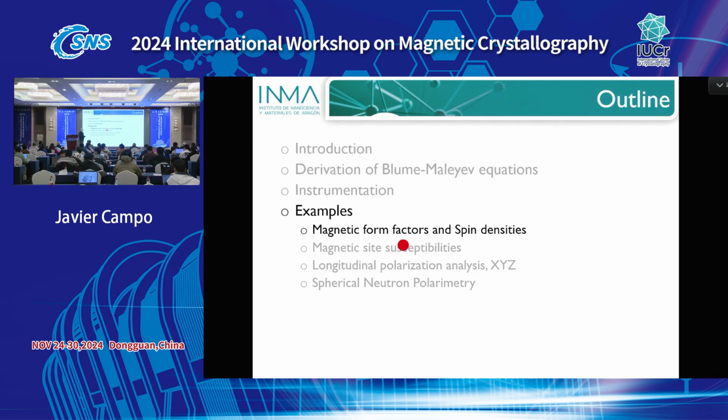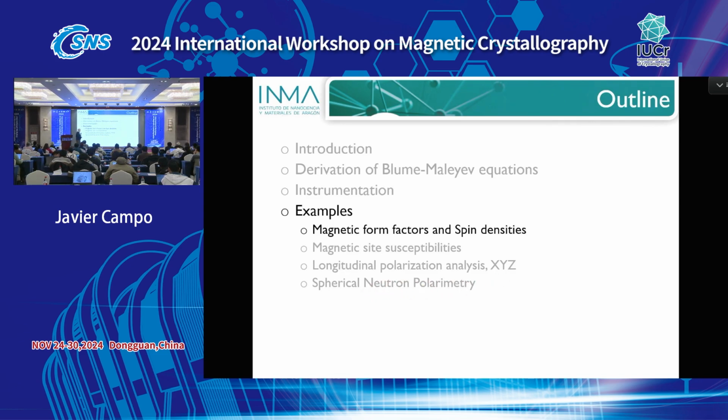Thank you. Magnetic susceptibilities, longitudinal, some quantity by using this technique of longitudinal polarization analysis or spherical neutron polarimetry. To determine, for example, here we will see that there are magnetic structures that can only be determined by using this technique. This is one special case of this one, but sometimes it's enough to determine many things. Magnetic susceptibilities and spin densities is only using the fact of the first Maleyev equation. Here is the second one. Okay.